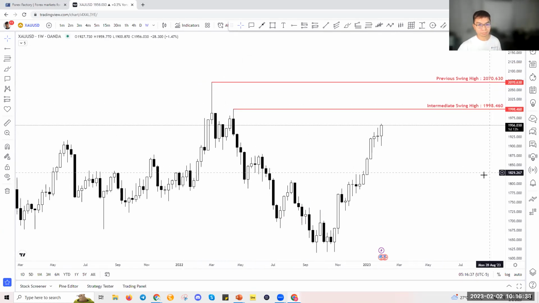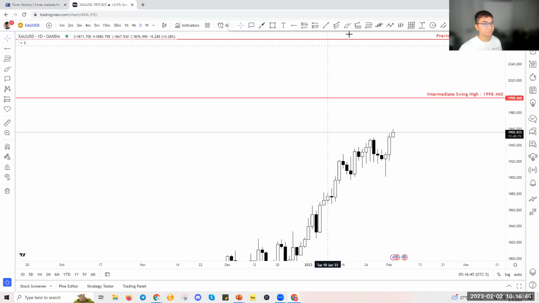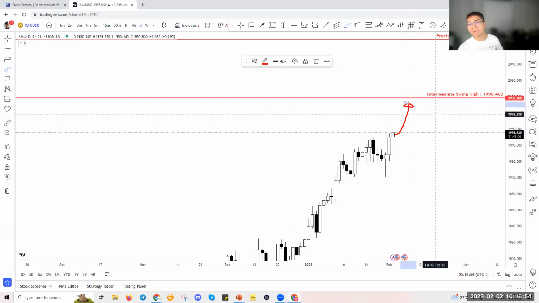Okay, next, let's take a look at the daily chart. There isn't much. Price is still very, very bullish. It actually shot up yesterday. So I'm expecting this bullish momentum to possibly continue towards the intermediate swing high at 1998.5.